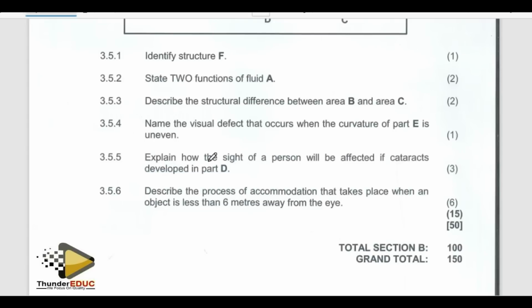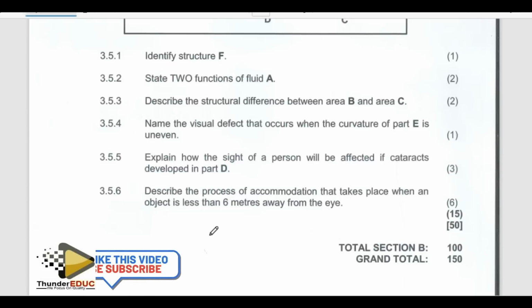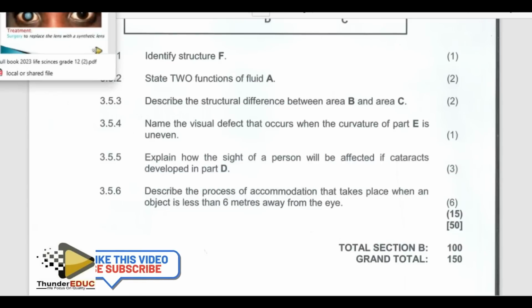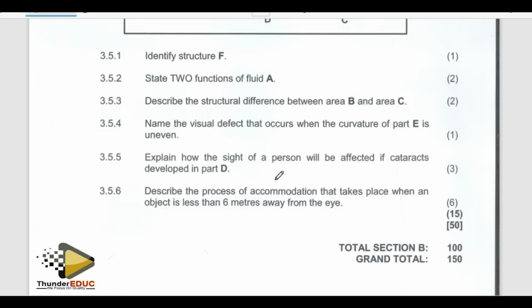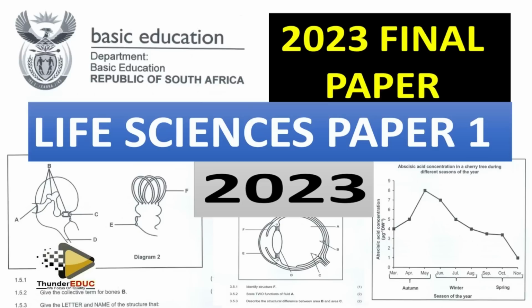Then they are saying explain how the sight of the person will be affected if cataracts develop. Remember, we said that cataracts is when the lens is cloudy. So it means that light will not be able to go through. The lens becomes opaque, so you will have blurry vision. That's what they are asking. You will have blurry vision because light rays will not go through the lens, because the lens has become opaque. Use distinction material. There is no way you're gonna fail.